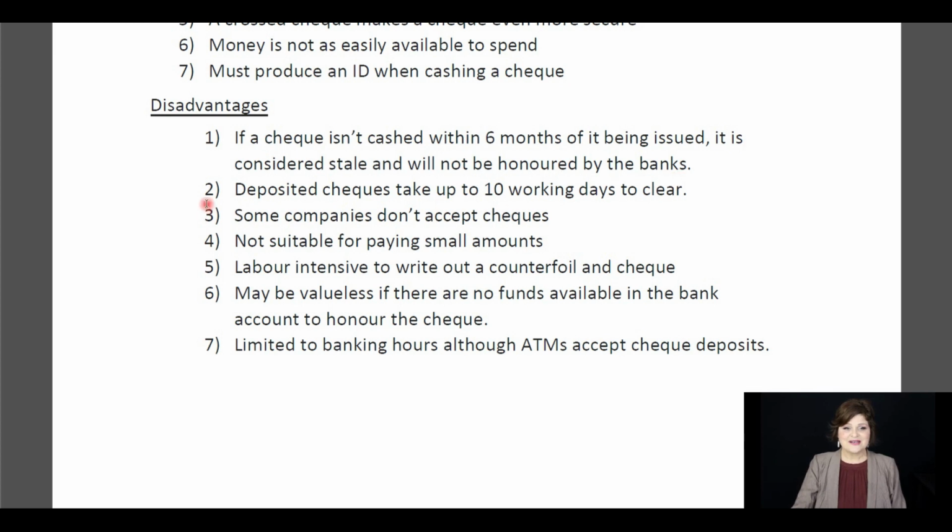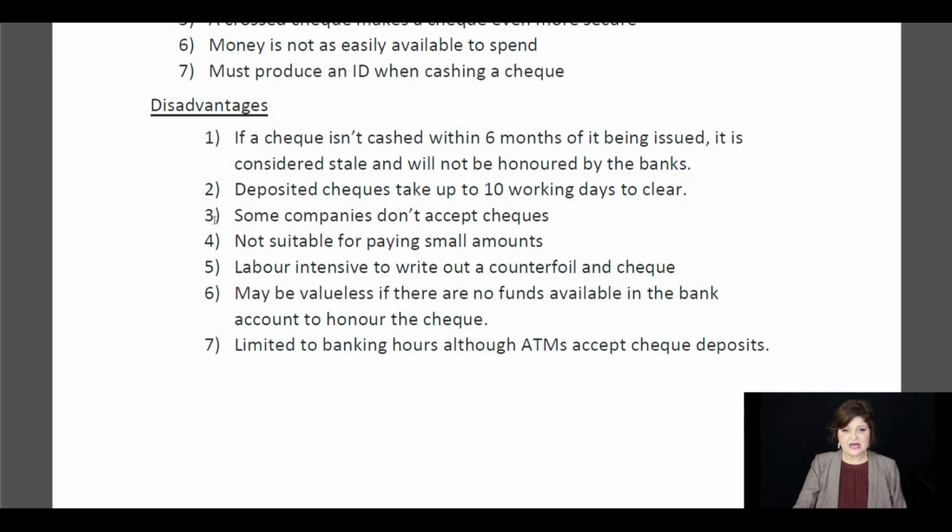All right. Number 2, depositor checks take up to 10 working days to clear. So that takes time for you to get your money. And the reason is they have to do all the checks and balances. There's a lot of red tape involved in clearing checks and so on. So you'd have to wait a very long time for your money if you were paid by check, or if we were paying a supplier something, they have to wait for a very long time. You can apply for immediate clearance, but that also costs a lot of money.